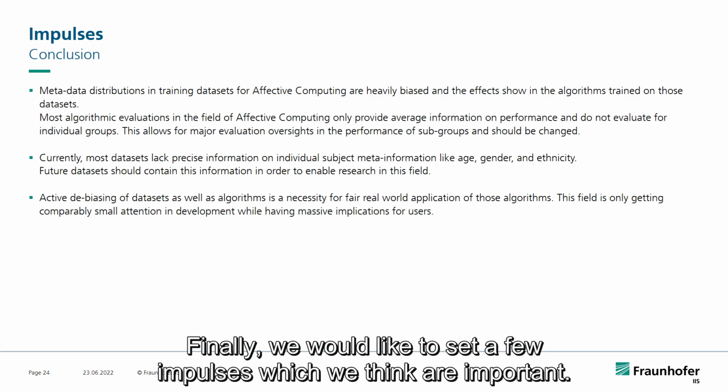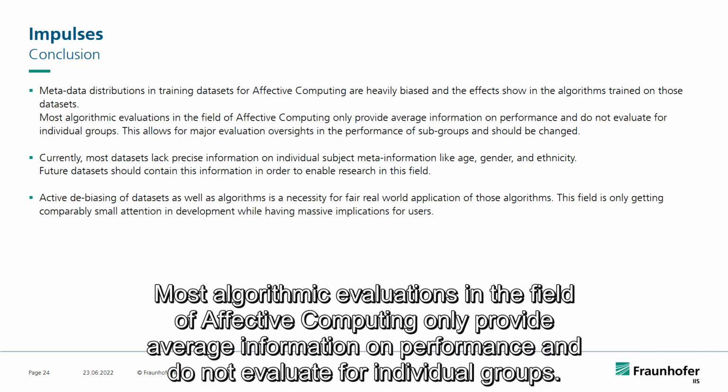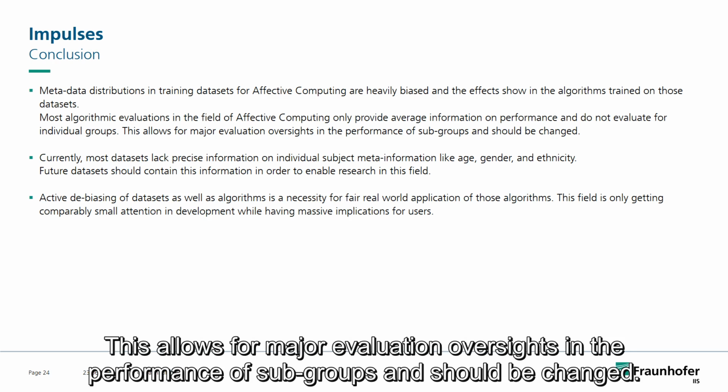Finally, we would like to set a few impulses which we think are important. To start, in this study we have seen that metadata distributions in training datasets for affective computing are heavily biased, and the effects actually show in the algorithms trained on those datasets. Most algorithmic evaluations in the field of affective computing only provide average information on performance and do not evaluate for individual groups. This allows for major evaluation oversights in the performance of subgroups and should be changed.